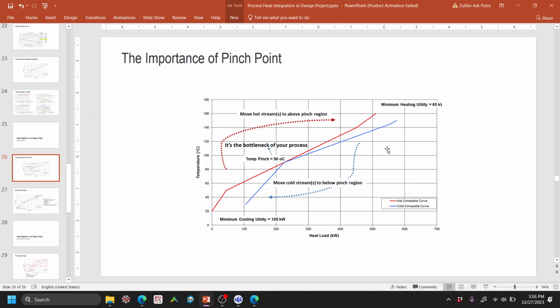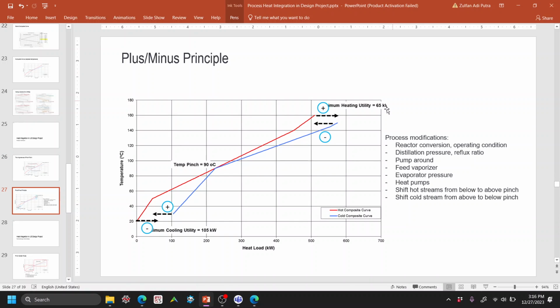The other way around is that we have this hot utility because we have too much of these cold streams on this side. So if we can modify the process in such a way that we reduce this guy, we put it below the pinch in such a way that it can cover a little bit more in this region. That means we can reduce simultaneously the hot utility and the cold utility. Yeah, so that's what they call the plus and minus principle. So how do we do that typically? This is how we do it.